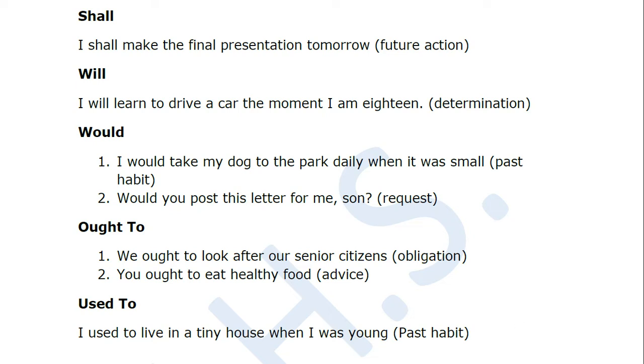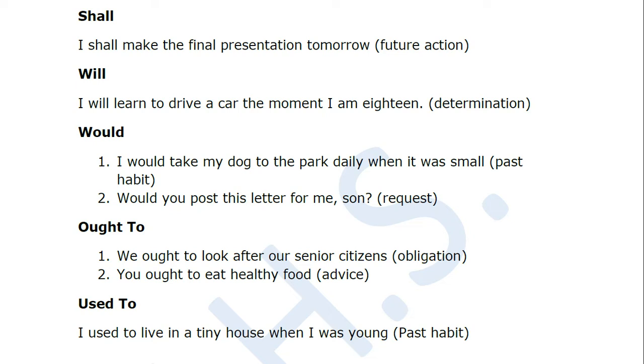Next, I will learn to drive a car the moment I'm 18. So here you are determined. The moment I turn 18, I'm going to get my license because I'm going to drive a car. I want to drive a car, and for that, I'm going to learn it. So that is what you're determined to do.